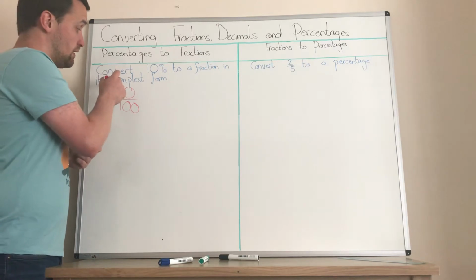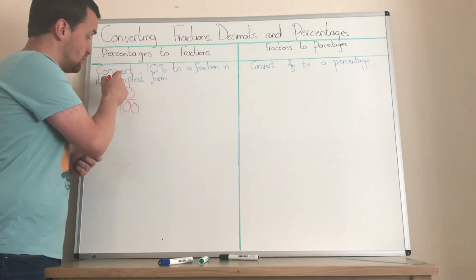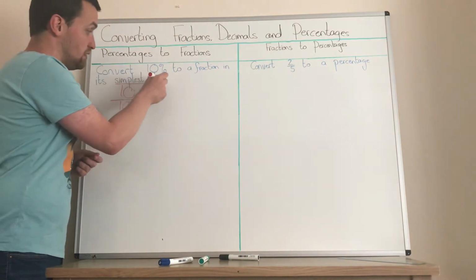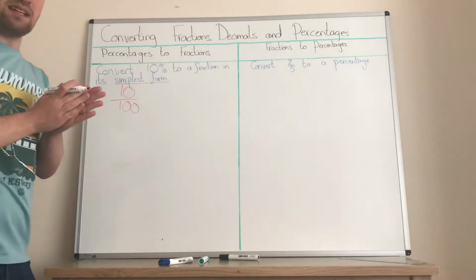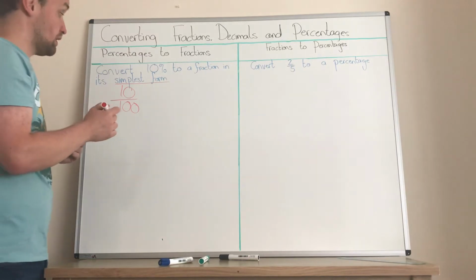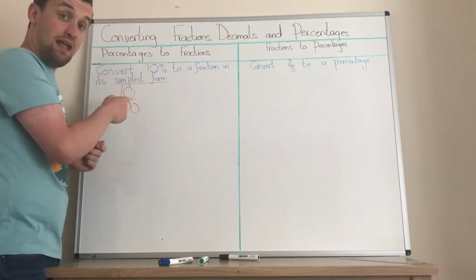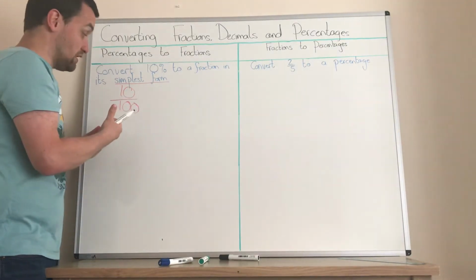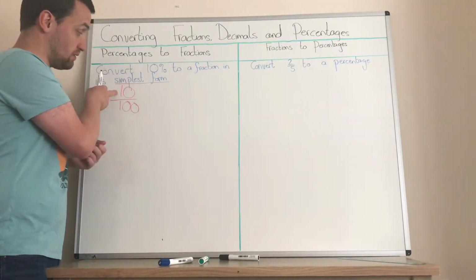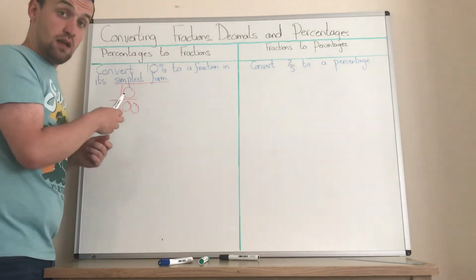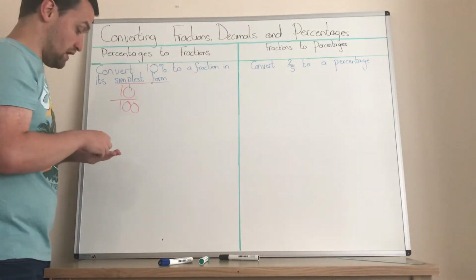We don't finish there though. We have made a fraction, which is what we needed to, but this bit here is the key bit: we need it in its simplest form. So we need to find a number that we can divide the numerator by and divide the denominator by as well. We need a number that we can divide 10 by, and divide 100 by, and that will simplify it as far as we can.